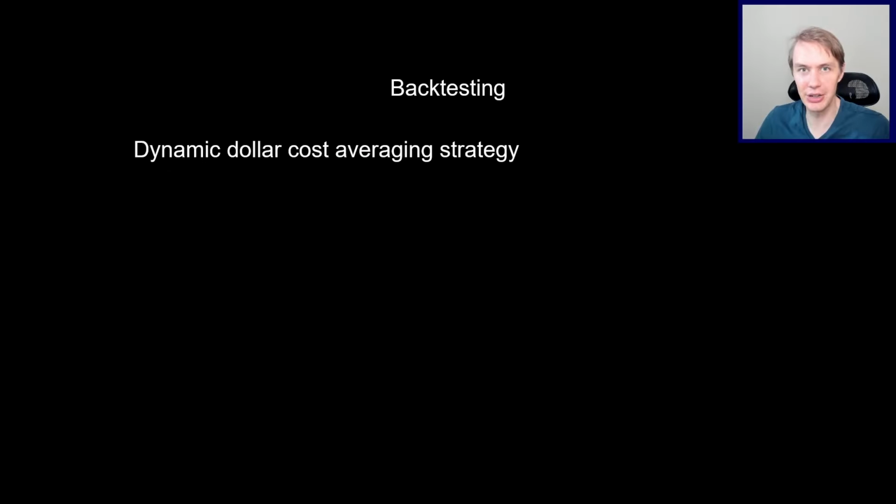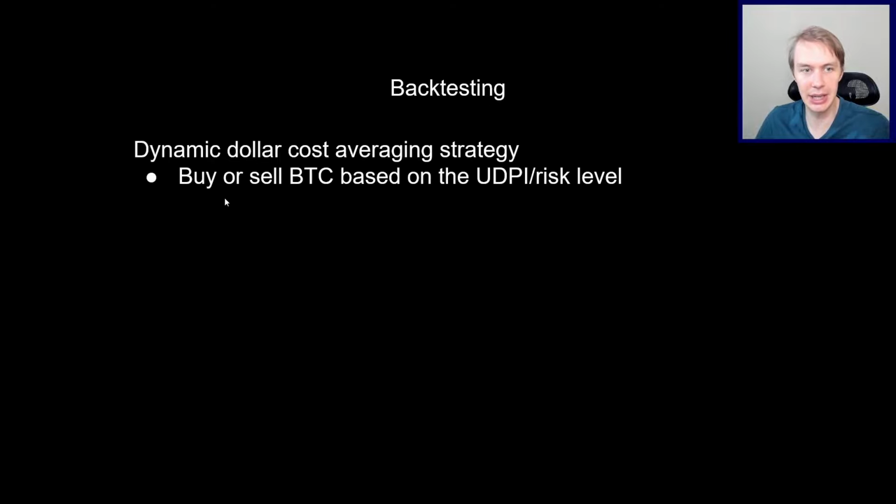The type of strategy that we're going to test in this backtesting is a dynamic dollar cost averaging strategy that basically entails buying or selling Bitcoin based on the UDPI or risk model level. And the reason why we're focusing on this strategy is it's by far the most advocated strategy for this type of model. So that's why we're going to focus on it in this video.